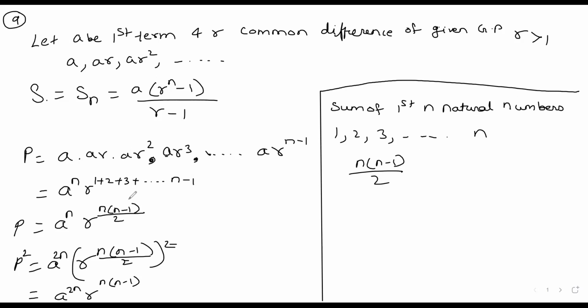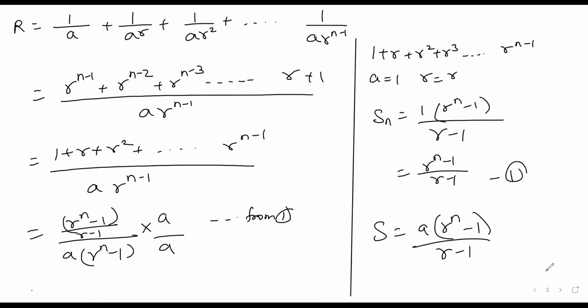वो इधर लिख दिया हम लोग. ये एपी का फॉर्मूला था. ये जो फॉर्मूला है, क्योंकि नेचुरल नंबर्स एपी में होते हैं, तो ये एपी है. एपी के हिसाब से अगर इसका आप सम निकालो तो आपको n into n minus 1 by 2 मिलेगा. तो हम लोगों ने इसको स्क्वायर कर दिया, तो we have got a raised to 2n r raised to n into n minus 1. p square आ गया.